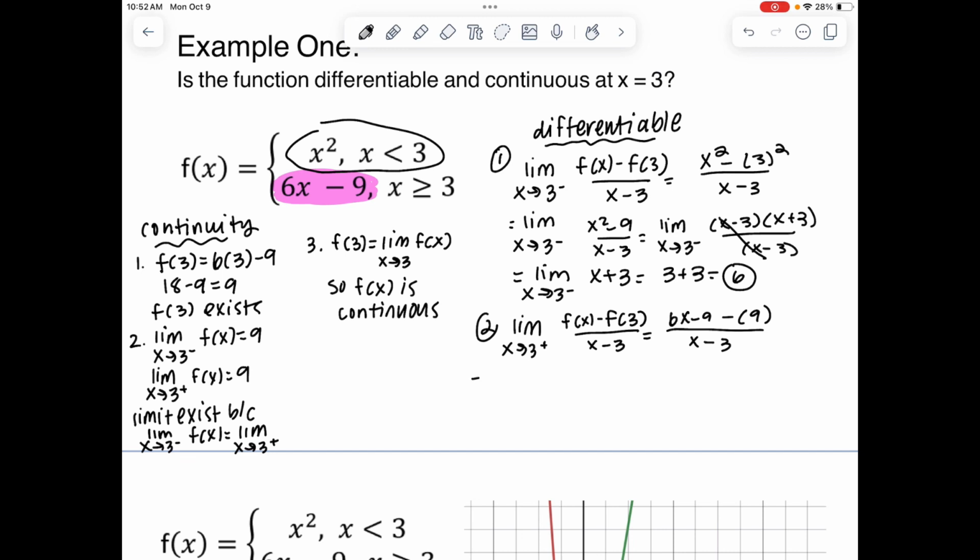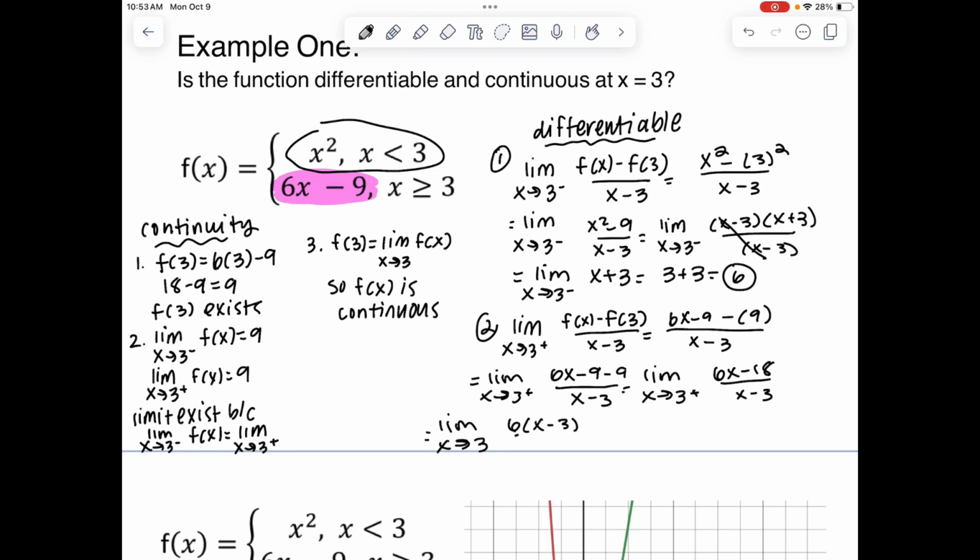Okay. That gives me the limit as x approaches 3 from the right of 6x minus 9 over x minus 3, which equals the limit as x approaches 3 from the right of 6x minus 18 over x minus 3. So I can't plug in 3 yet because I haven't canceled out a factor. But if you notice, the greatest common factor of 6x and 18 is 6. So I can pull that out and I'll get x minus 3 all over x minus 3. These cancel out and I'll get the limit as x approaches 3 of 6, and that just equals 6 because all the x values canceled out.